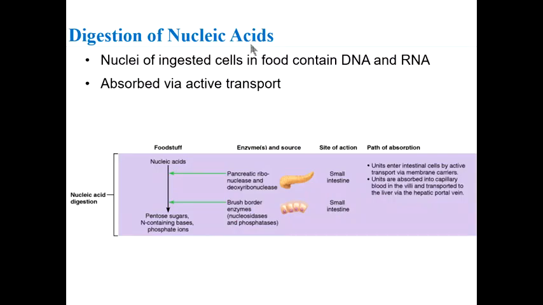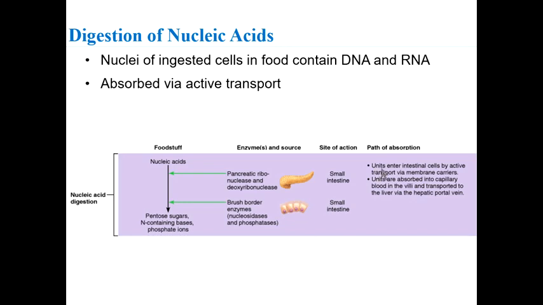When it comes to nucleic acids, it's pretty simple. They're ingested cells that contain DNA or RNA from other living things. They're absorbed via active transport, but let's look at the digestion. Digestion comes from the pancreatic juice, specifically nucleases, ribonuclease and deoxyribonuclease for RNA and DNA, respectively. So that breaks down the nucleic acids into simple form, and also the brush border enzymes on the microvilli would involve further breakdown. And the process is pretty simple.